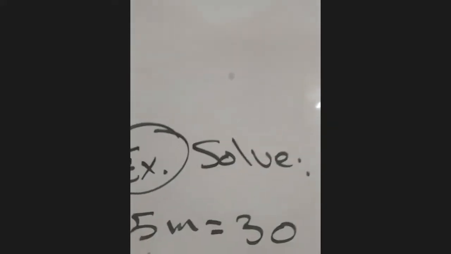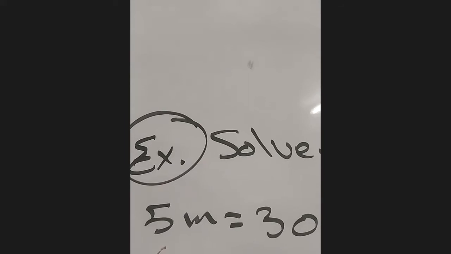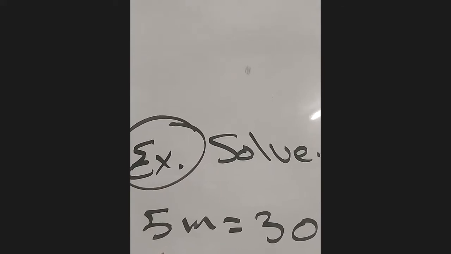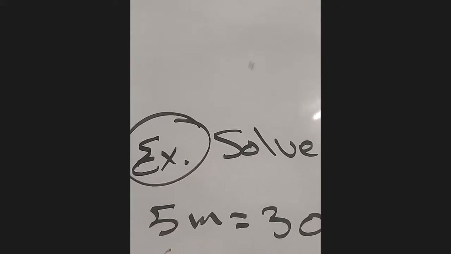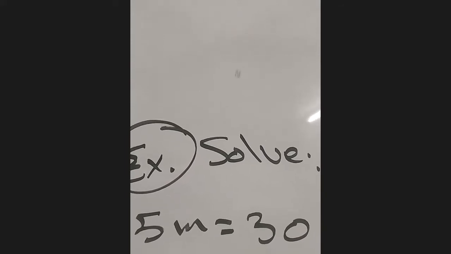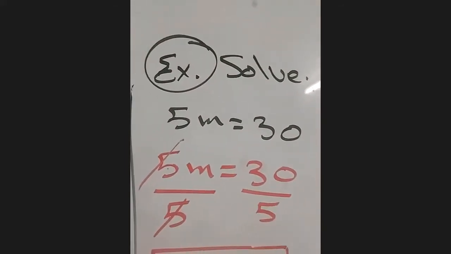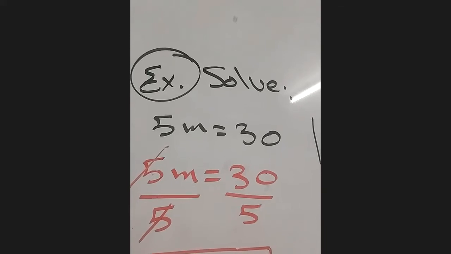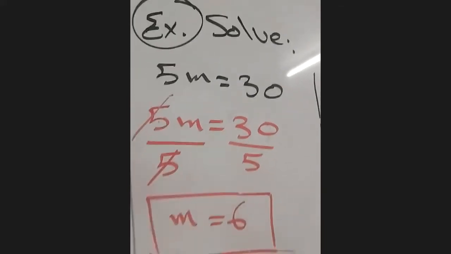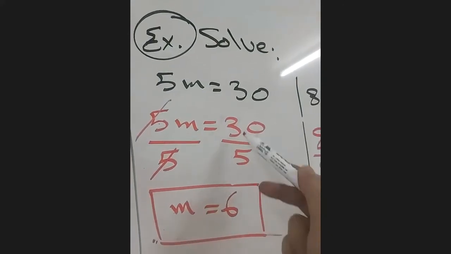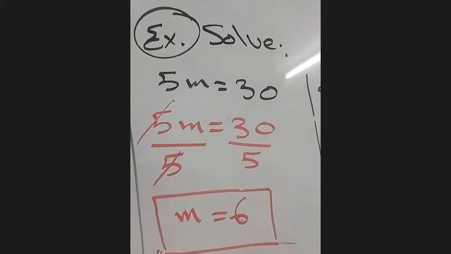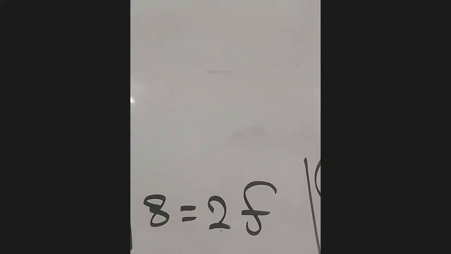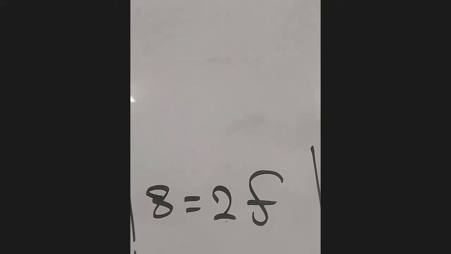Okay, Yusuf. Where is the coefficient here? 5. You know what the coefficient is? Yes. It is the number which is multiplied by the variable, okay? What we do here, we divide by the coefficient on both sides like this. Got it? Okay. And we cross out the 5's here, and here we divide. 30 divided by 5 is how much? 6. Here, where is the coefficient? 8.